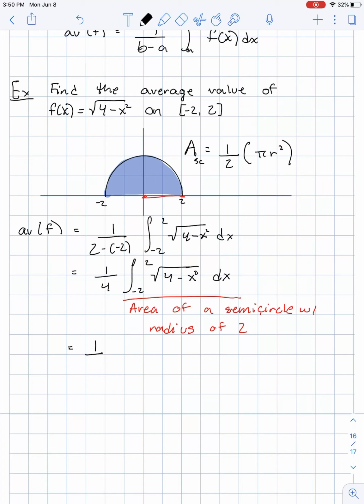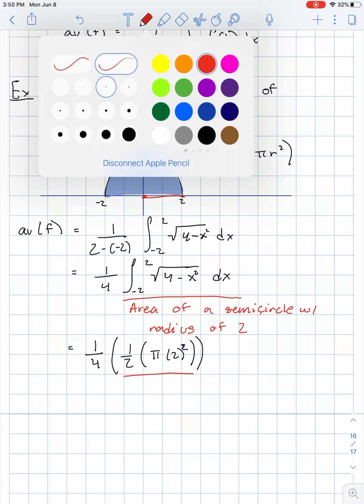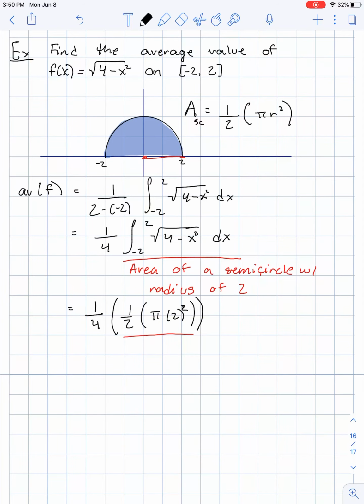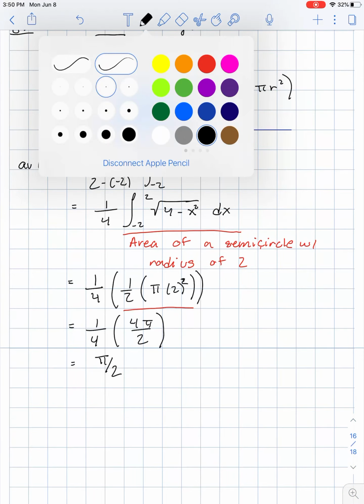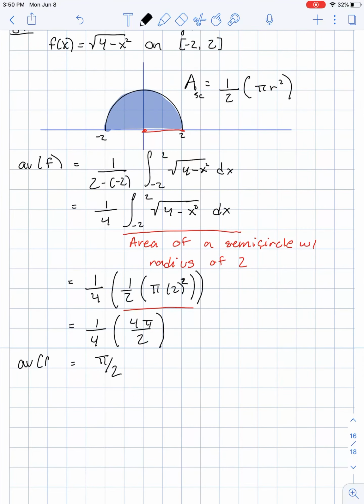So this is going to equal 1/4 times 1/2 times pi times 2 squared, which is my radius. So I replace the integral with something I know already. We're only doing this because we don't know how to take this integral quite yet. So 1/4 times, what is that, 4 pi over 2. And that's just going to equal pi over 2. And that's going to be our average value of f.